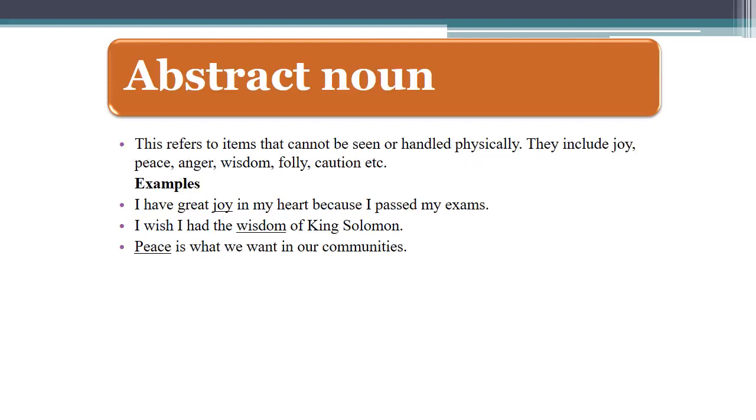We have examples such as joy, peace, anger, wisdom, folly, caution, and so on. These are feelings and qualities, and we cannot see such things, so we call them abstract nouns.